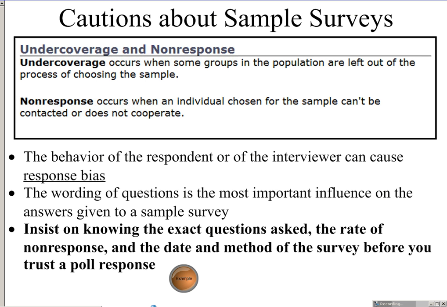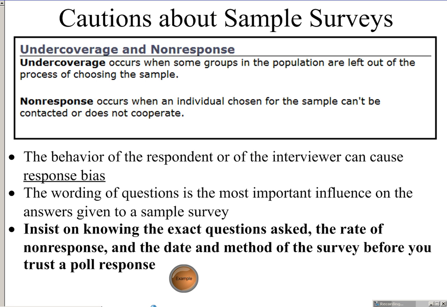Example of undercoverage would be if we're calling people on a telephone. All of the people who don't have telephones would be left out of the survey. That group would have some undercoverage. Non-response would be if I call the people and they hang up on me because they don't like telemarketers or they don't want to participate in a survey. That would be an example of non-response. The behavior of the respondent or the interviewer can cause what is called response bias.